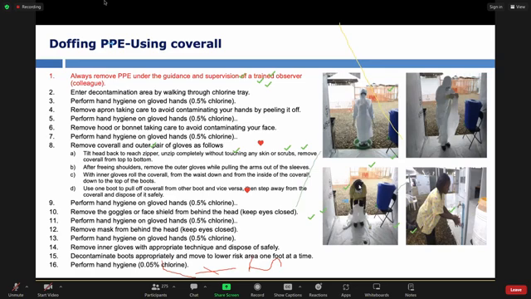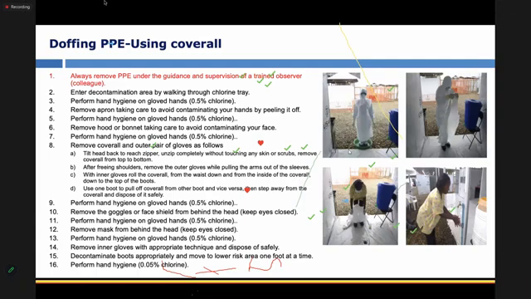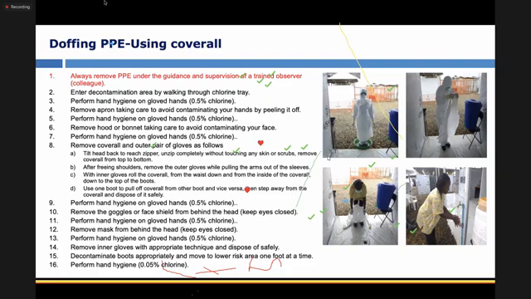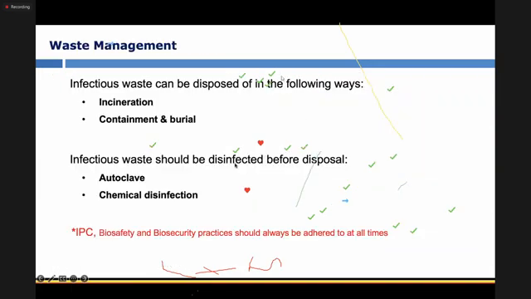Obviously, these aspects are best learned in a physical training. And then you perform hand hygiene, you remove the goggles, you perform hand hygiene, you remove the mask, you perform hand hygiene, remove the inner gloves, then decontaminate the boots, and then you perform finally hand hygiene. Team doffing is a very important aspect. Kindly move to the next slide. It's a very important aspect, and this is where normally things go wrong.